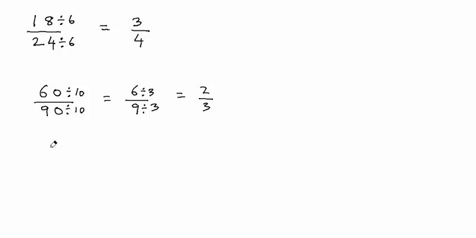Now if you started with 60/90ths and instead of dividing them with 10, if somehow you could figure out that the greatest common factor between 60 and 90 is 30, you would have got that 2/3, 60 divided with 30 is 2 and 90 divided with 30 is 3, in one single step. You wouldn't have had to go through this step.